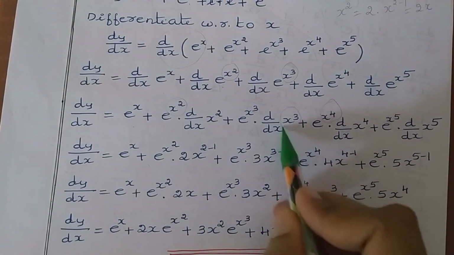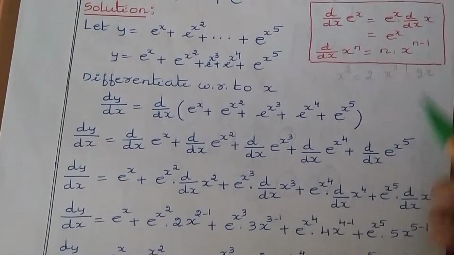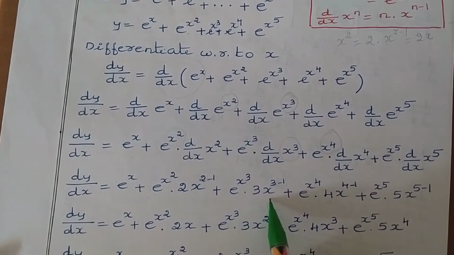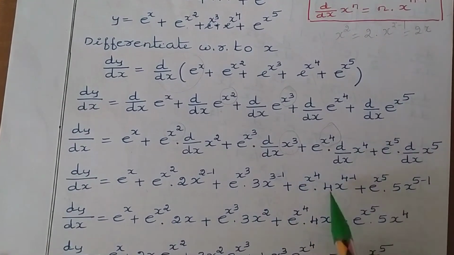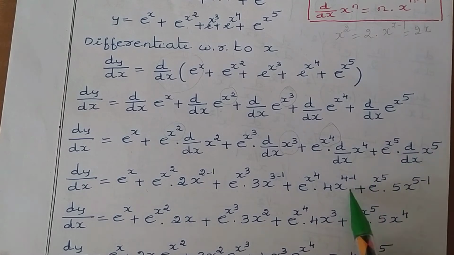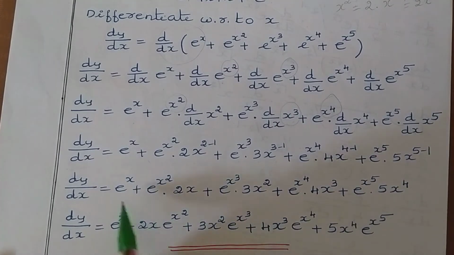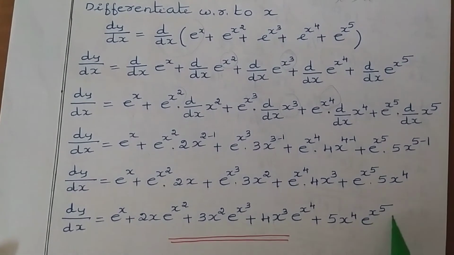Again further we have to find the derivative of this. For this also you have to apply the same derivative formula. So we get 3 into x to the power 3 minus 1. Here also 4 into x to the power 4 minus 1. 5 into x to the power 5 minus 1. So finally we get e to the power x plus 2x e to the power x square plus 3x square e to the power x cube plus 4x cube e to the power x to the power 4 plus 5x to the power 4 e to the power x to the power 5.